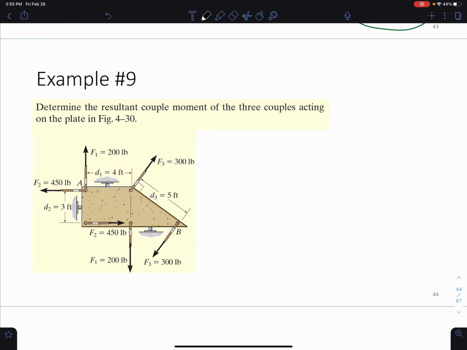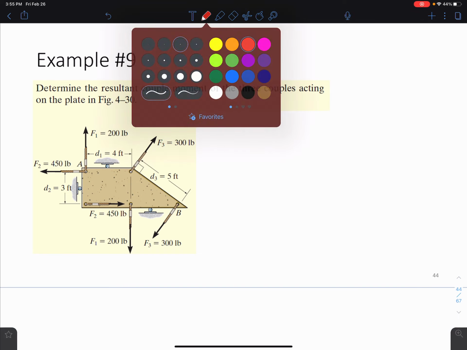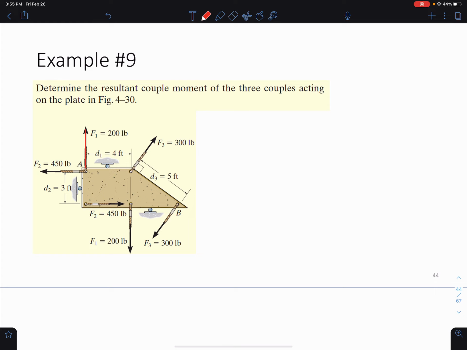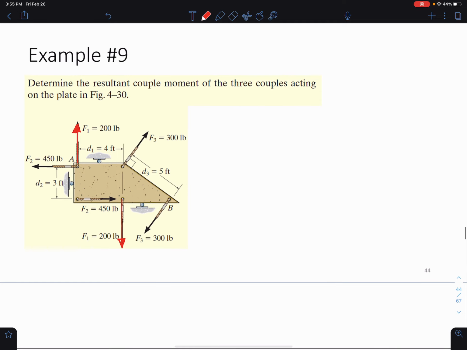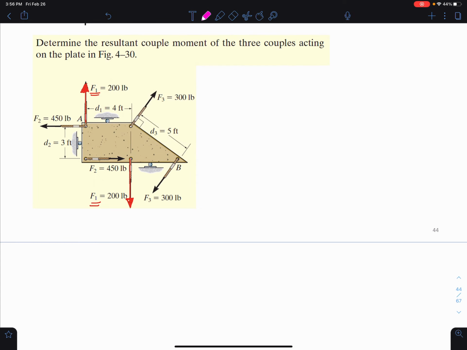We're going to go ahead and do example 9 here. So what we want to do here is determine the resultant couple moment of the 3 couples acting on the plate. So the first thing we want to do is identify all of the couples. So I'm going to draw them each in a different color. They're already labeled here, and I want to make it very clear. This F1 here and this F1, they are not 2 separate forces. That's why they're both called F1. They're the same force acting in conjunction with each other to cause rotation. And that's why we don't count them twice. So F2, same thing here.